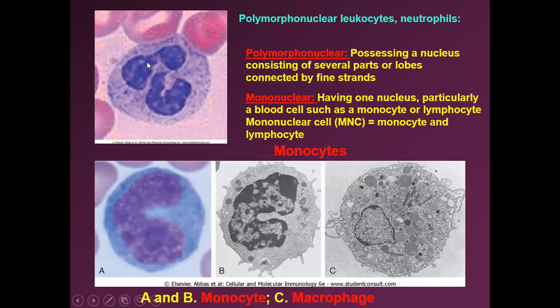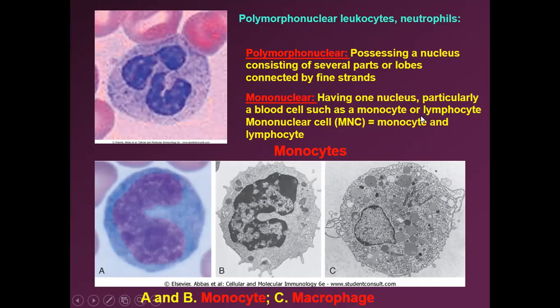It is decomposed, or made up of lobes. One, two, three. Polymorphonuclear means possessing a nucleus consisting of several parts or lobes connected by a fine strand. Mononuclear means having one nucleus, particularly a blood cell such as monocyte or lymphocyte.